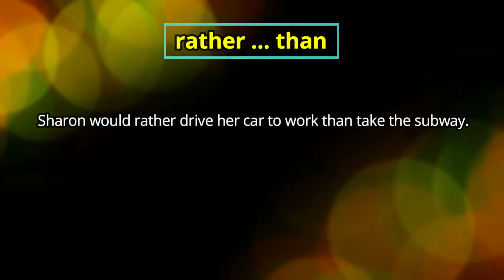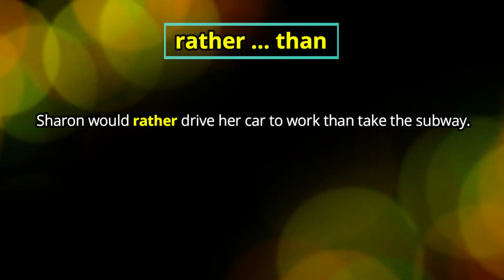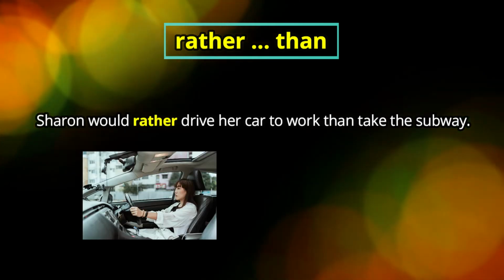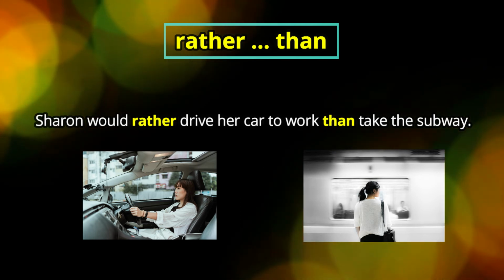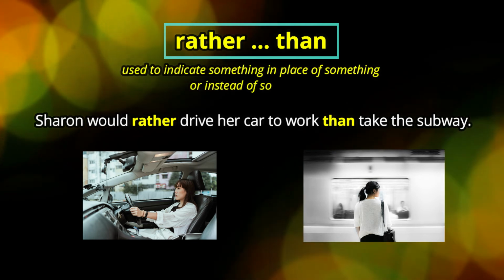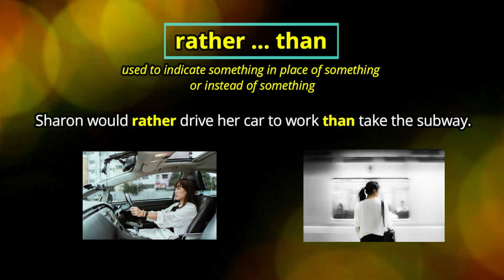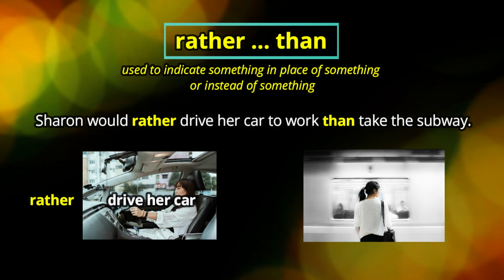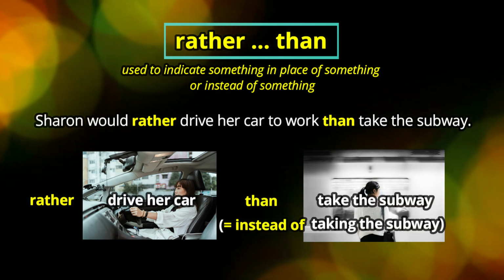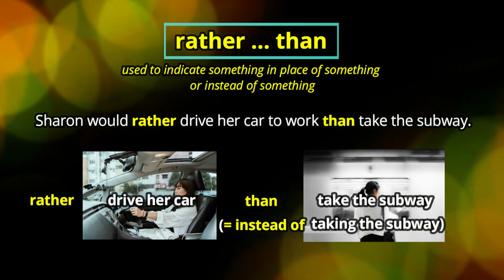The next one we're going to look at is rather and than. In our example, Sharon would rather drive her car to work than take the subway. Here, we're using it to indicate something in place of something or instead of something, right? So she would rather drive her car instead of taking the subway to work. Got it?